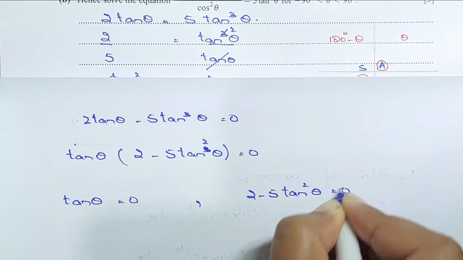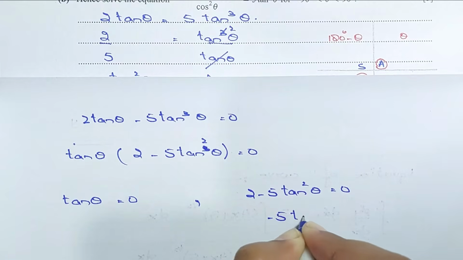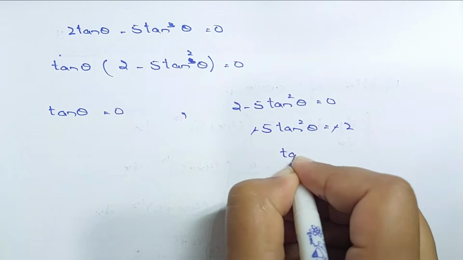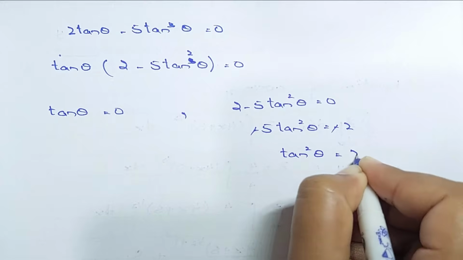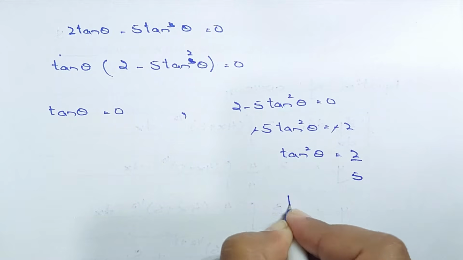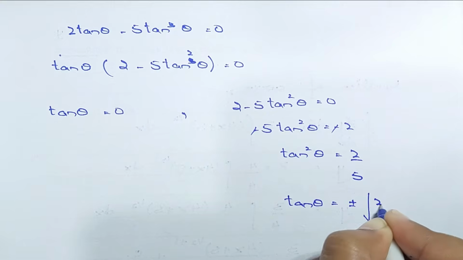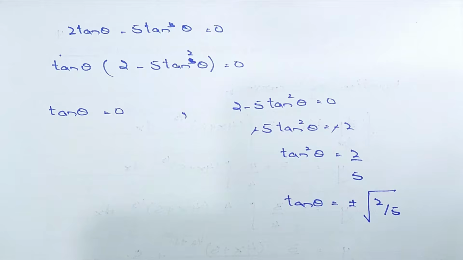equals 0, or we can say minus 5 tangent square theta equals minus 2. So negative is cancelled with negative, and we have tangent square theta is 2 by 5. And we can say tangent of theta is plus minus root 2 by 5. We have done with plus minus root 2 by 5.